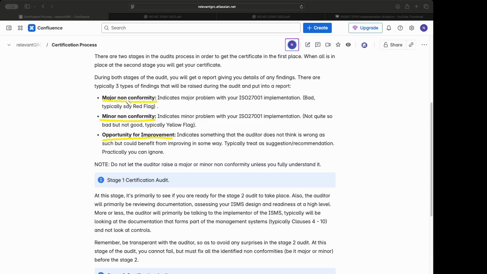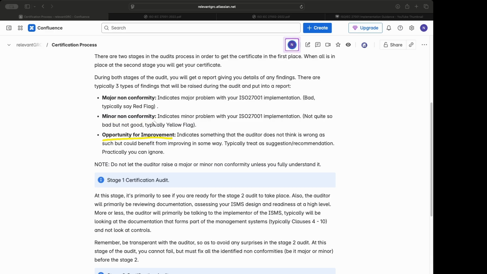I also talk about the minor non-conformities. What are minor non-conformities? We are talking about minor problems within the organization. This one is not quite so bad, but also not good. Normally a yellow flag, because you have implemented it, but you have not implemented it to the full scope of the requirements that were laid out in the standard.